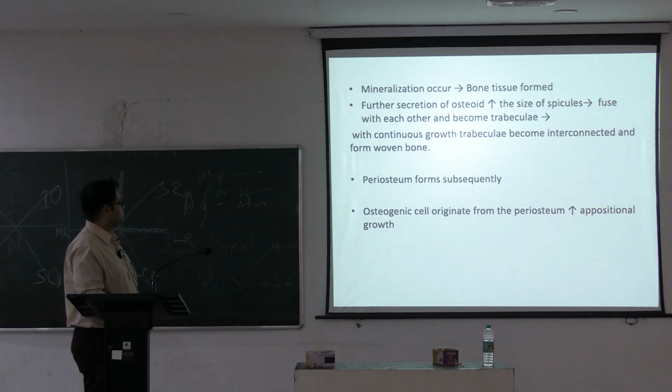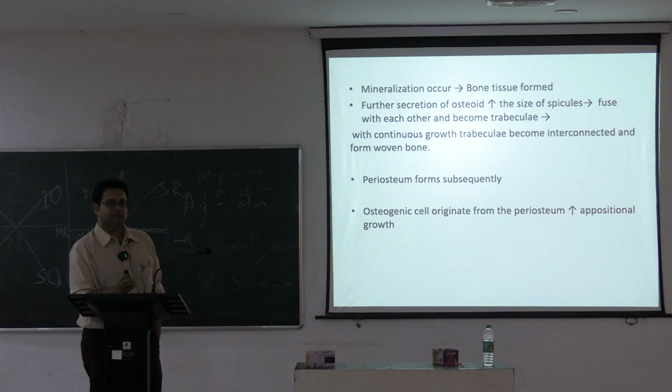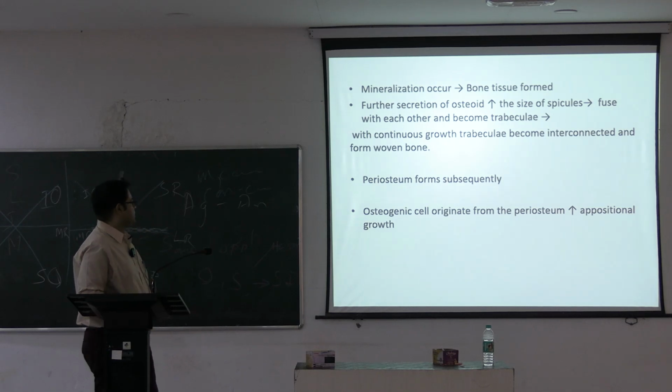Further, the secretion of osteoid increases the size of the spicules, which fuse together and form the trabeculae. That is what we see macroscopically. Now, with continuous growth, the trabeculae become interconnected and form the woven bone. And the woven bone, as we saw previously, compresses together to form the lamellar bone, which is arranged in sheets. And when the growth is more or less complete, the periosteum is formed subsequently.